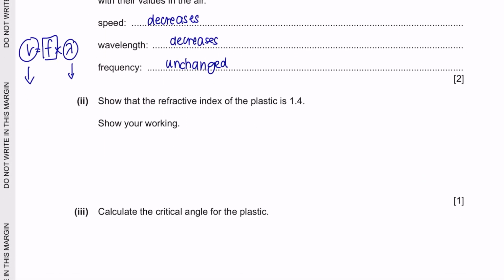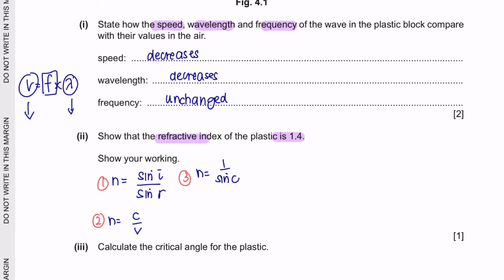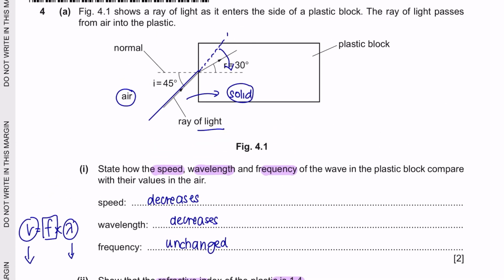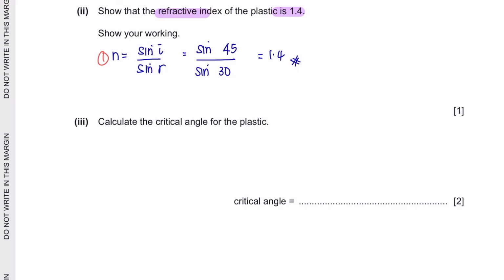Next question part 2. Show that the refractive index of the plastic is 1.4. Okay, so there are 3 formulas to calculate the refractive index. And for this question, we can calculate using the incidence angle and the refracted angle, which will give us a value of 1.4.